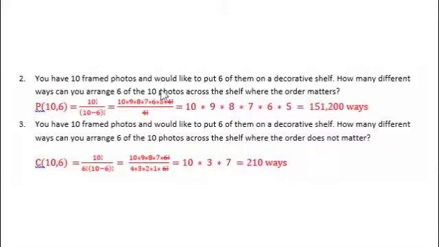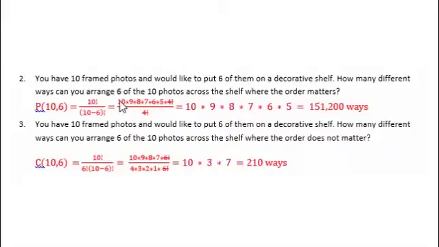Okay, so we have 10 items, we're going to select 6. And then the formula for finding a permutation is going to be 10 factorial, or the first number factorial, all over the first minus the second in parentheses factorial. So 10 factorial over 4 factorial.